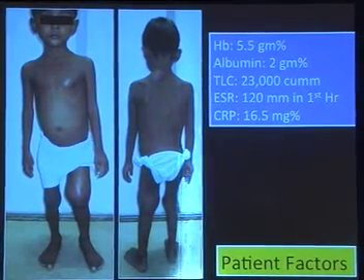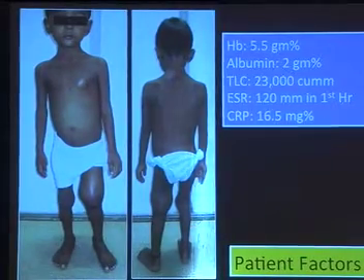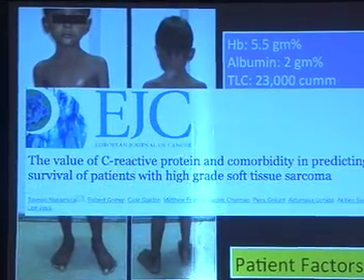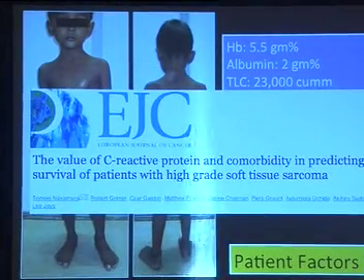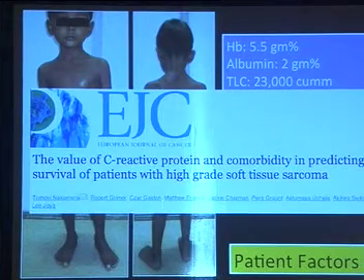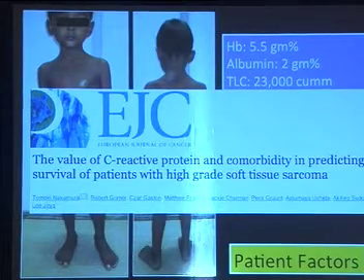Is he a candidate for limb salvage surgery? Honestly speaking, no, because his general condition doesn't permit that. In fact, there was a paper from the Japanese group on the value of C-reactive protein and comorbidity in predicting survival of patients with high-grade soft tissue sarcomas. And I'm pretty sure the Grimer group has proved that in bone sarcomas as well. So the patient's general condition has to be good if you are going to attempt limb salvage surgery by any chance.